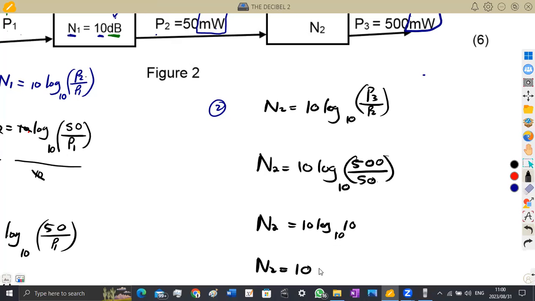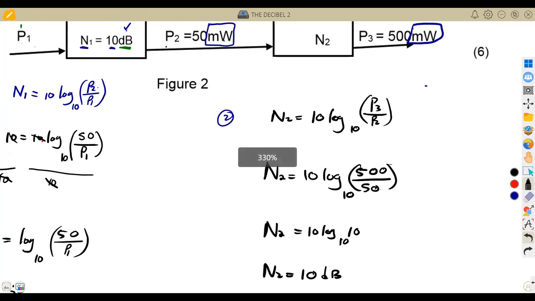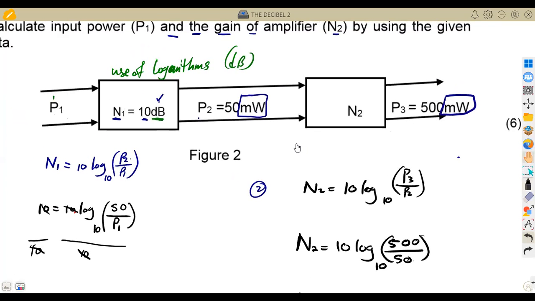Since we are using logarithms, our answer is going to be in decibels. So that means our N2, which is the one they wanted us to calculate, is going to be 10 decibels in this case. Take note, it's not about always calculating the overall gain.